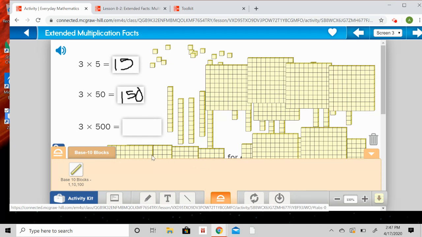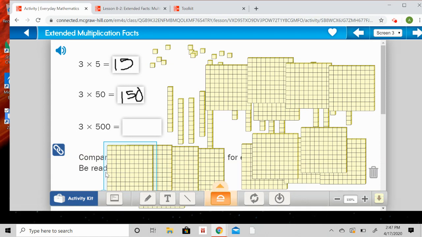Now I'm going to count by hundreds to get my answer. So if you look, 100, 200, 300, 400, 500, 600, 700, 800, 900, 1,000, 1,100, 1,200, 1,300, 1,400, 1,500. 1,500. Again, if you know your basic fact of 3 times 5, it will help you with all of the other multiples.